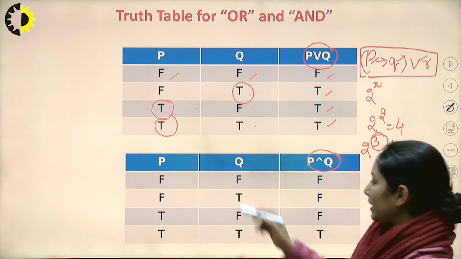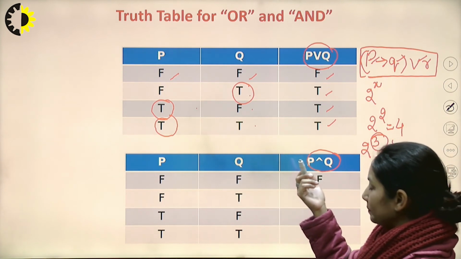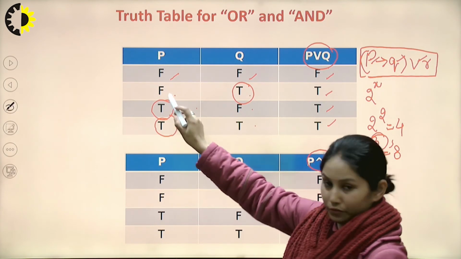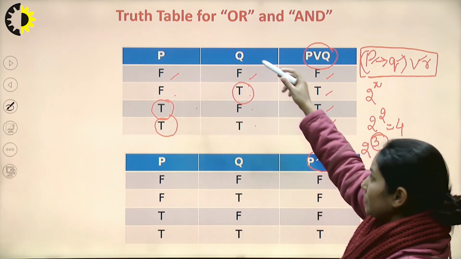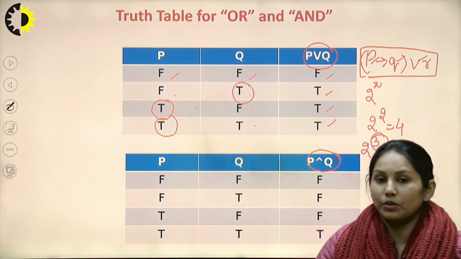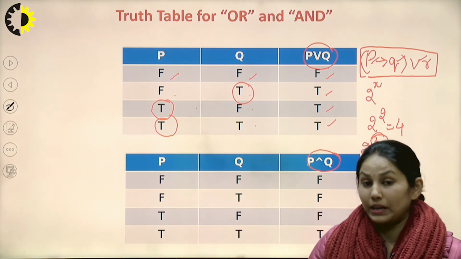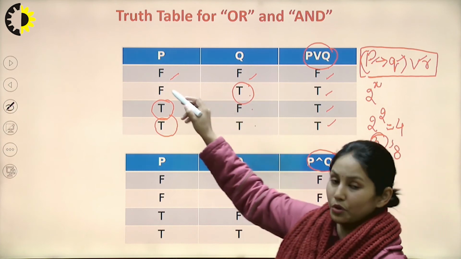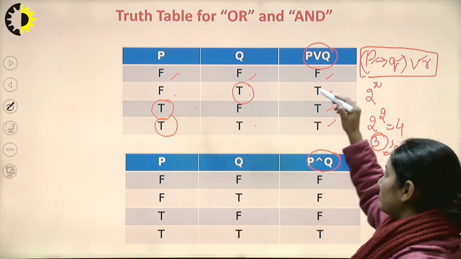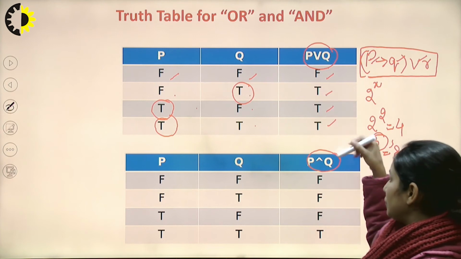Let's take the second row also: there is F, false, and the second variable Q has the value T. So at least you have one true here, one T. T is for true, F is for false. So when you have at least one T, your output would be T, true.